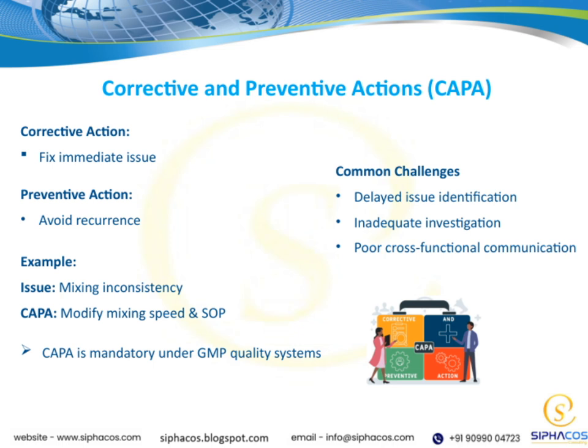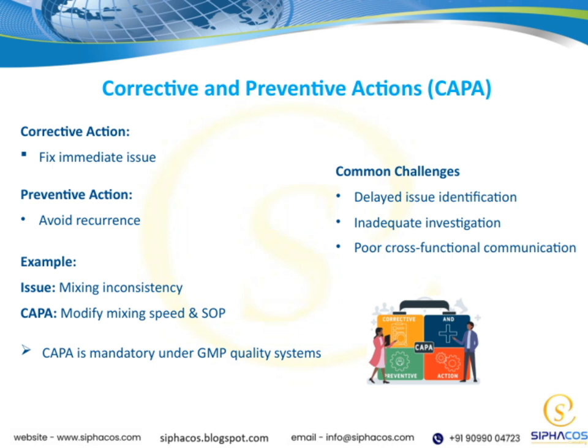Another challenge is inadequate investigation. If we don't thoroughly analyze the root cause, we risk applying ineffective solutions that only address the symptoms, not the real problem. Poor cross-functional communication can also hinder our ability to resolve issues efficiently. When teams don't share information well, problems can slip through the cracks, delaying corrective actions.